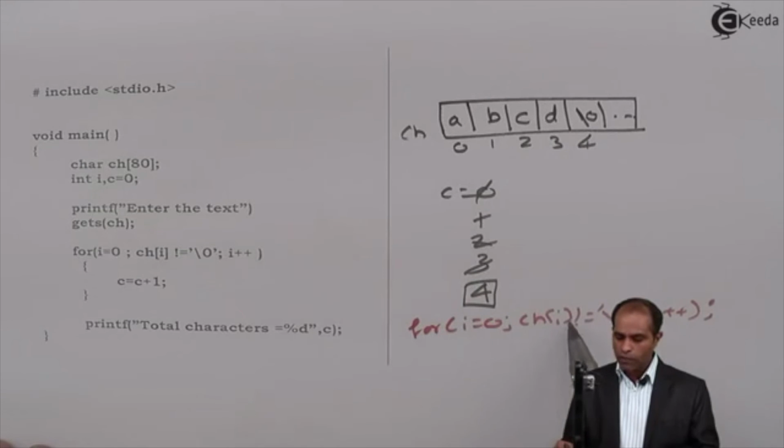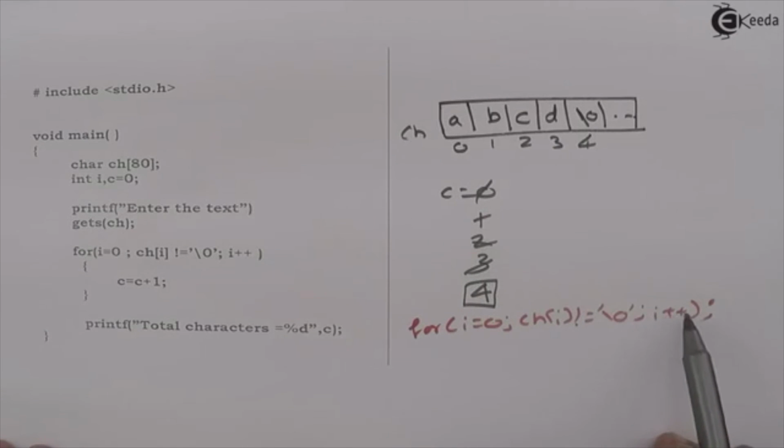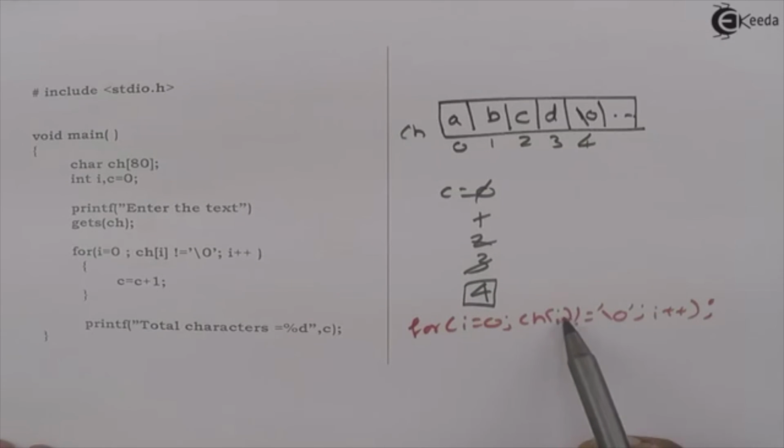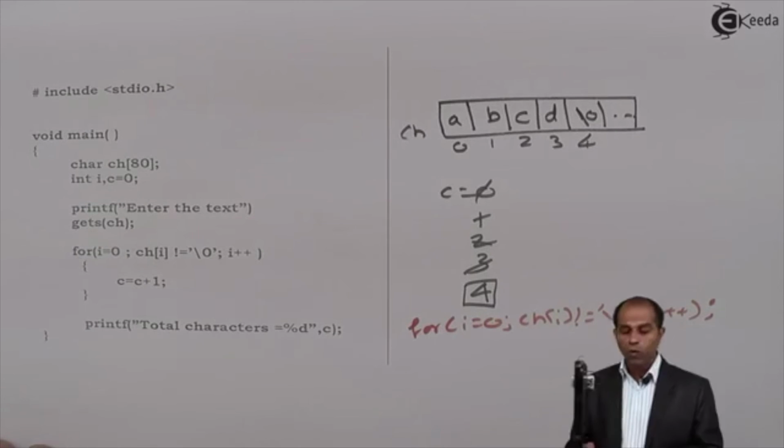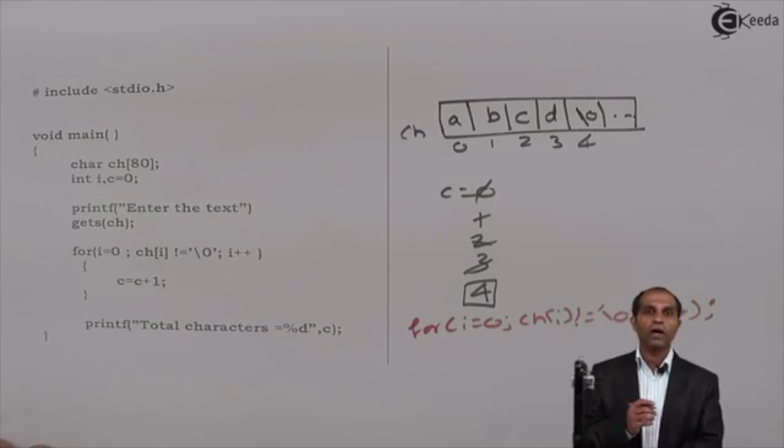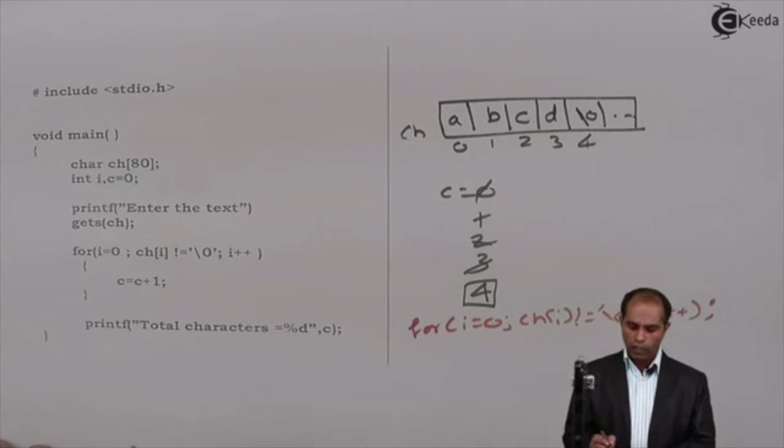i is 0, ch of 0 not equal to null, true. True in the sense, go to i plus plus, again come back to i is 1, ch of 1 not equal to null, go back, keep on doing this. At one point i is 4, ch of 4 not equal to null, false, quit. What is the value of i when I quit? The value of i was 4. So here I'll say total characters equals i itself.